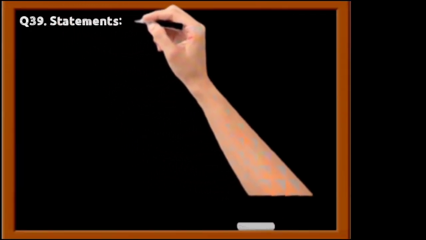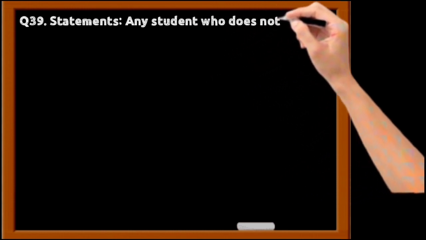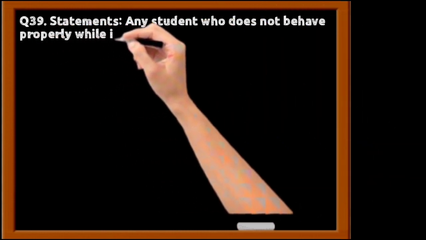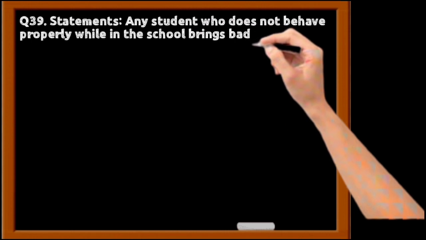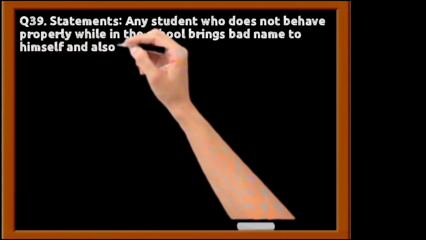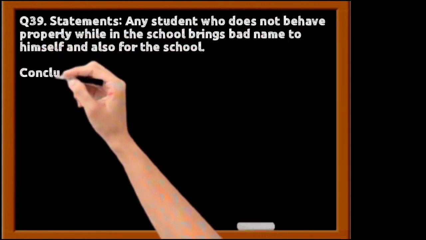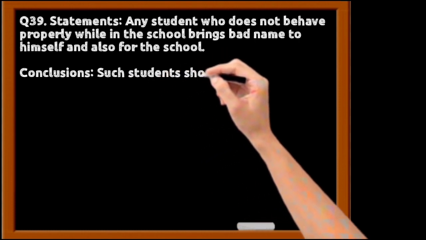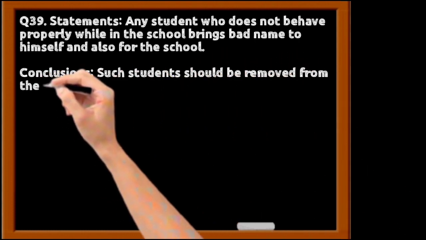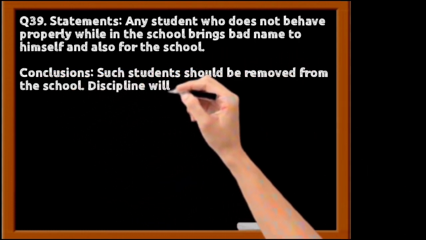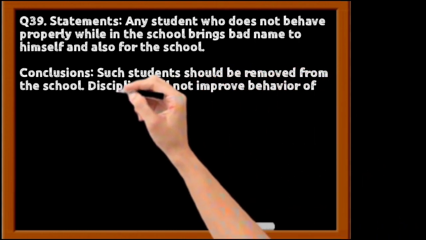The question is statements. Any student who does not behave properly while in school brings a bad name to himself and also for the school. The conclusions are: 1. Such students should be removed from the school. 2. Discipline will not improve the behavior of the student.